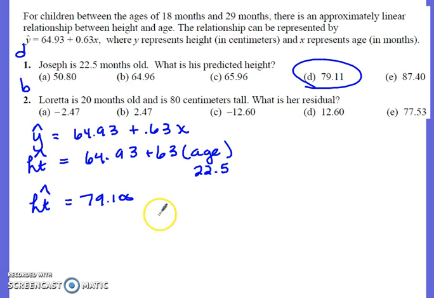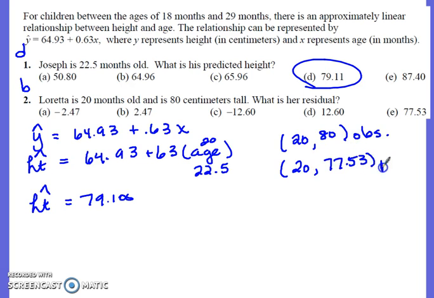Then it tells us that Loretta is 20 months old and she's 80 centimeters tall. What is her residual? Well, Loretta is 20 months old, so that's her age in months, and she's 80 centimeters tall. That's her y. This is the observed value. So now they're asking us for her residual, so we have to figure out what her predicted height would be. So when I plug in 20 to this formula, I ended up with 77.53 for her predicted. And so now residual is simply y minus y hat, observed minus predicted. So 80 minus 77.53, and I ended up with 2.47, which is B for her residual.